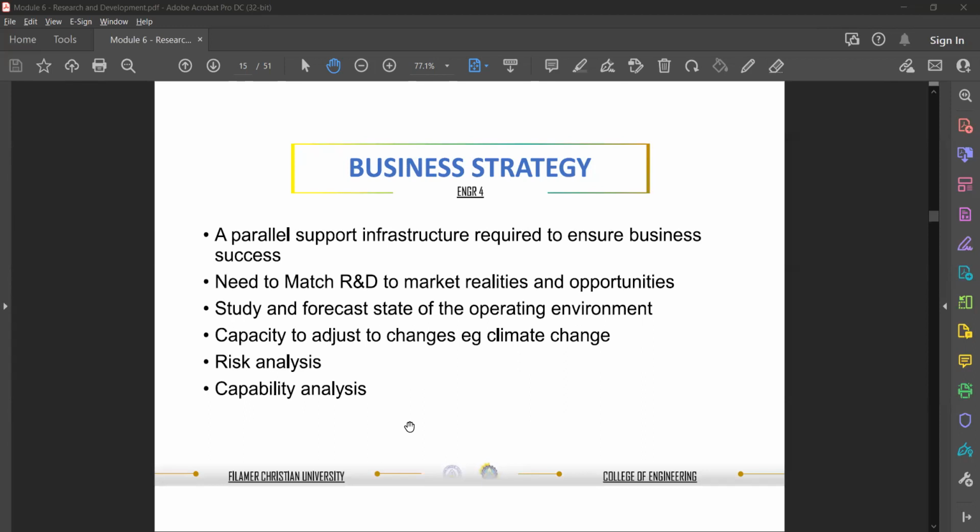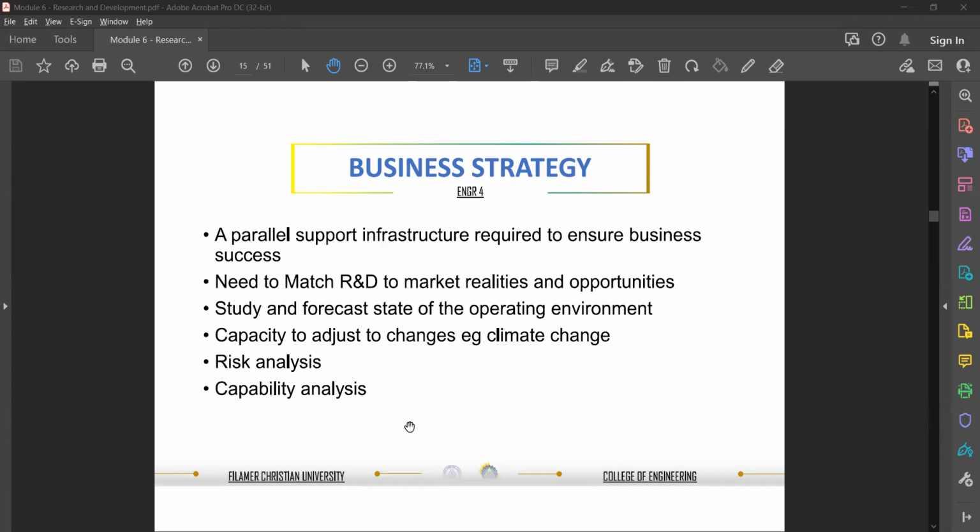Or maybe you already know, Elon Musk already bought Twitter. He has a large share in the Twitter social media platform. I don't know what his purpose is, so maybe you can search for that if you are interested. Then, capacity to adjust to changes. For example, climate change, especially now, di ba? Our summer now has rain.